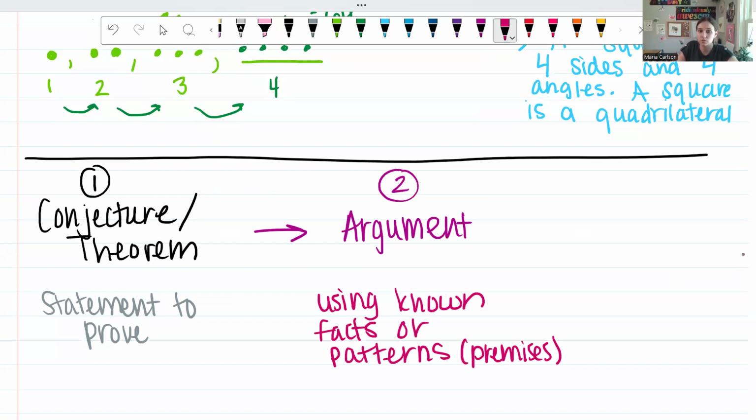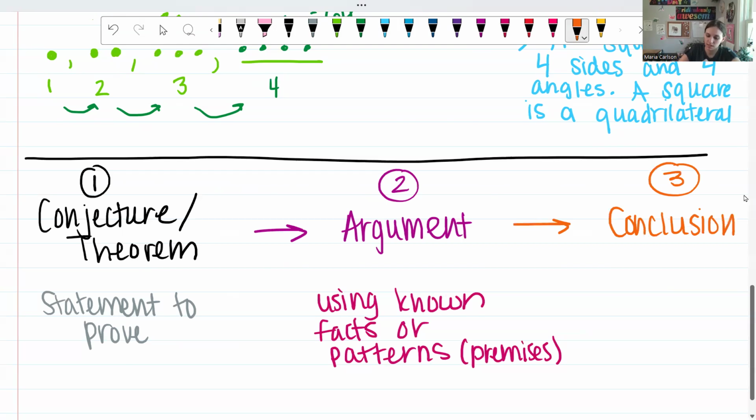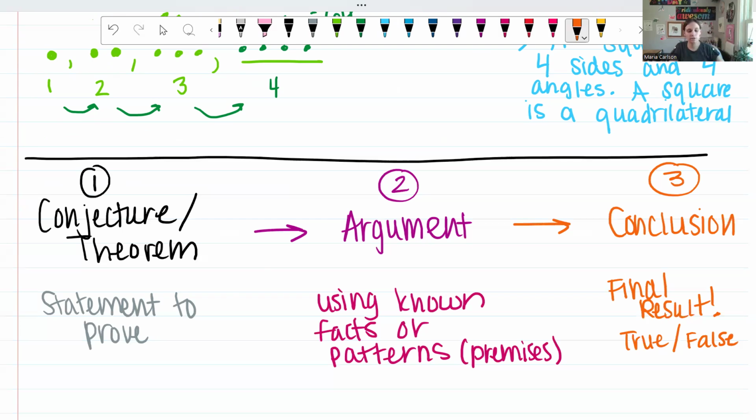You also could be making your counterexample here. So if you're trying to prove something false, this is where you would make your counterexample. And the final step is you arrive at your conclusion or your final result. Is the theorem true or the conjecture true? Is it false? All right. Let's look at some examples.